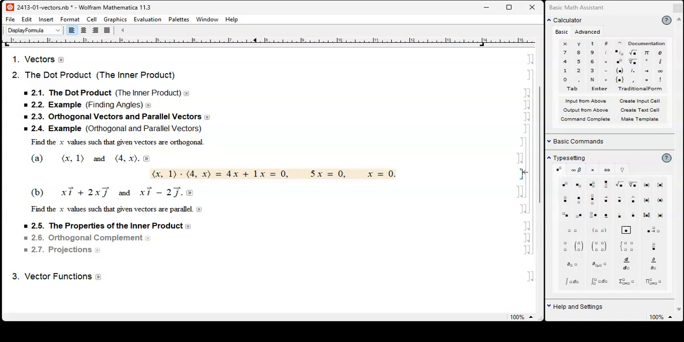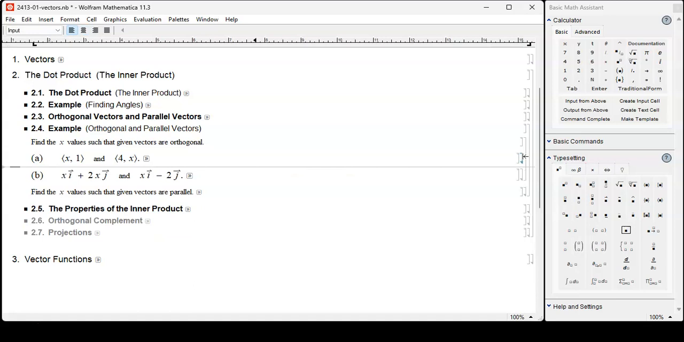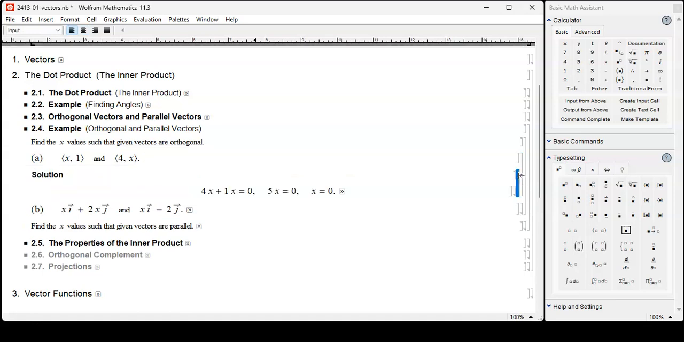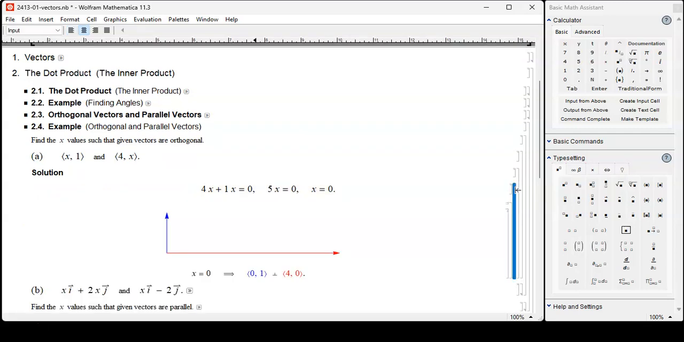Did I make the problem wrong, or is this really the problem? Let's see, what do I have here? Indeed, x equals 0. Perfectly fine. Sorry about that. x equals 0. 0 comma 1.